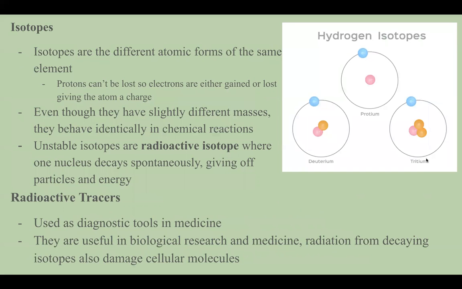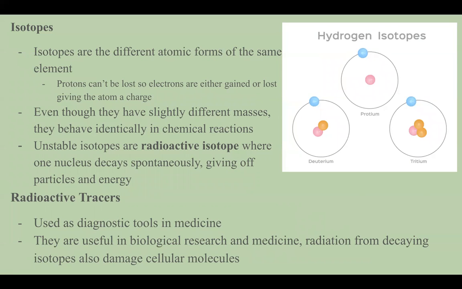Moving on, we have isotopes. These are the different atomic forms of the same element. Again, protons can't be lost because that changes the identity of that element. So the electrons are the ones that are either gained or lost and is what gives the atom a charge. Even though they have slightly different masses, they behave identically in chemical reactions. So remember that. And unstable isotopes are radioactive isotopes. And this is where the nucleus decays spontaneously, giving off particles and energy.